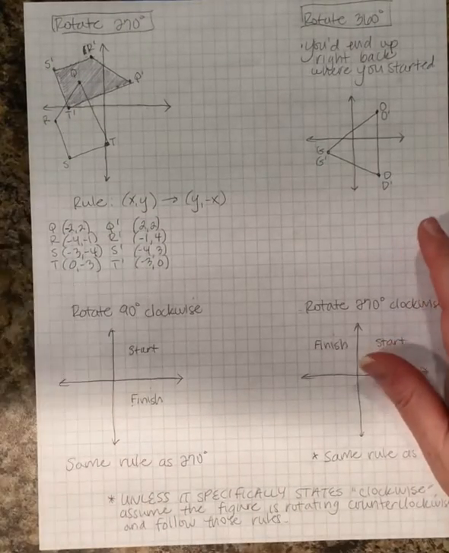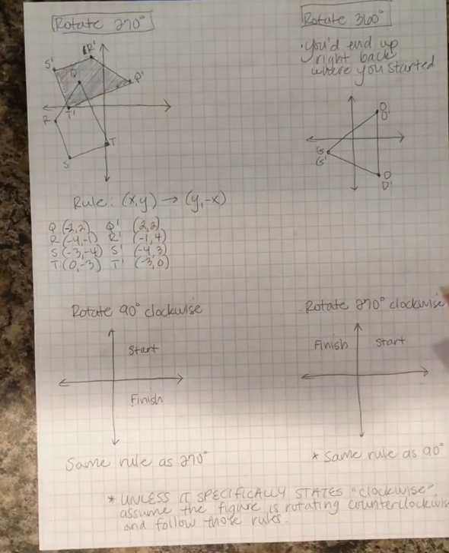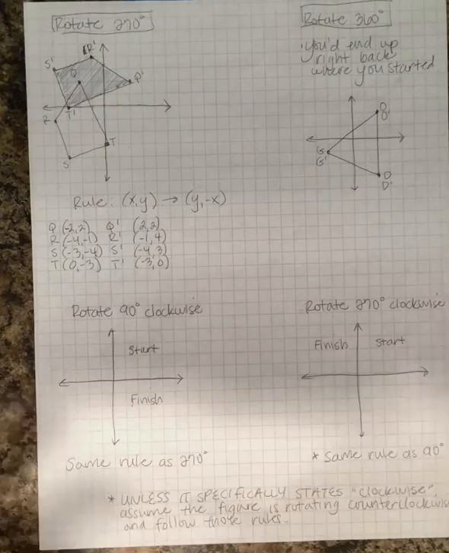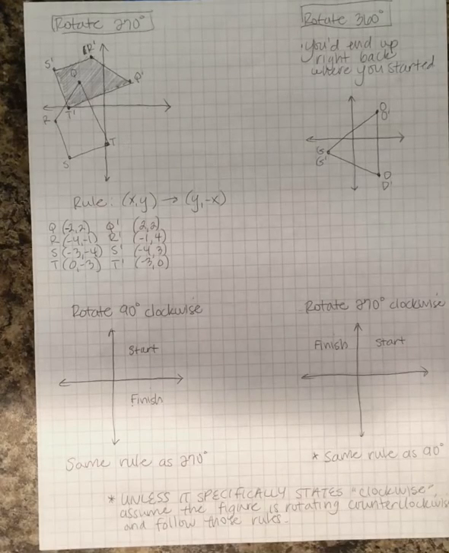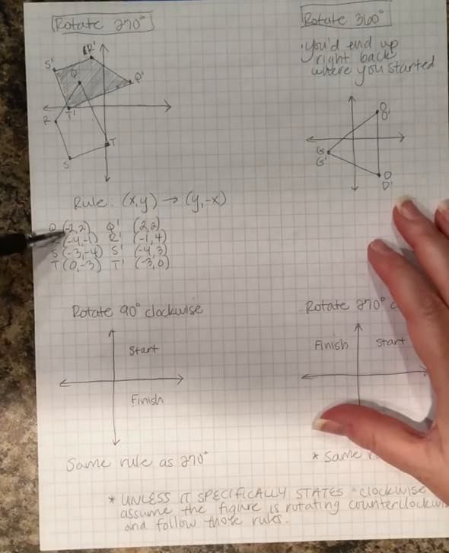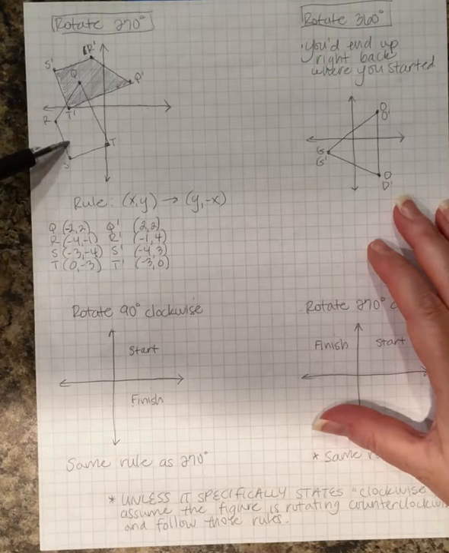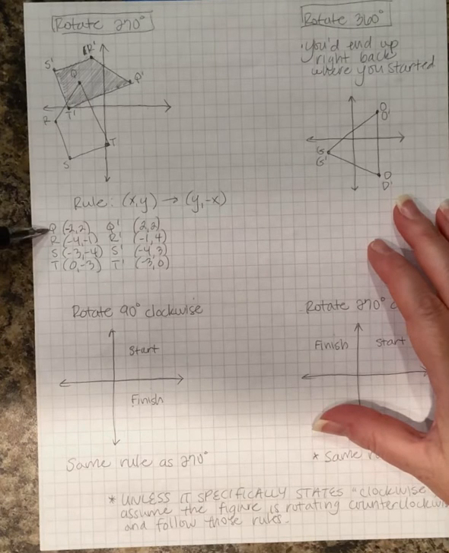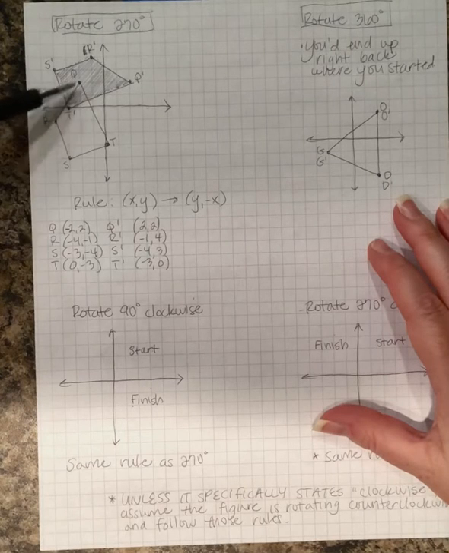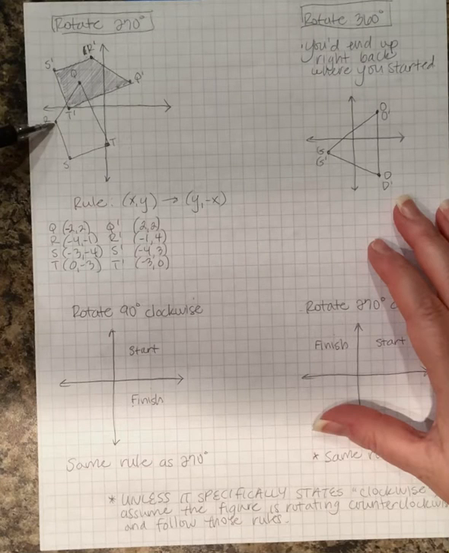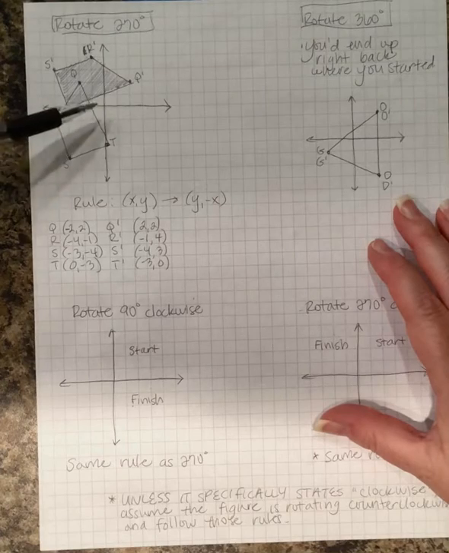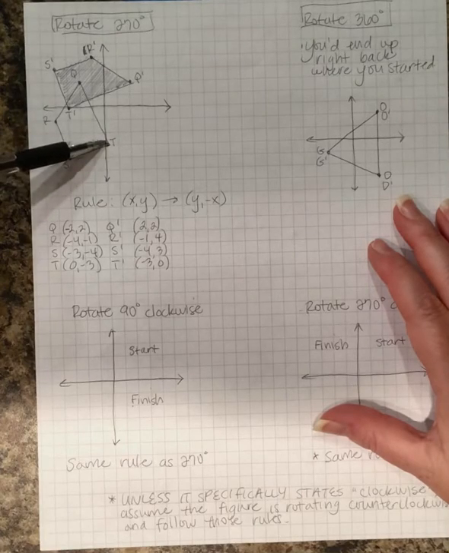When I rotate 270 degrees, again, everything should be moving over 3 quadrants from where it currently is. So I'm still starting by plotting the points of my original figure. So Q was negative 2, 2, which is right here. R was negative 4, 1, negative 1. S was negative 3, negative 4. And T was 0, negative 3.